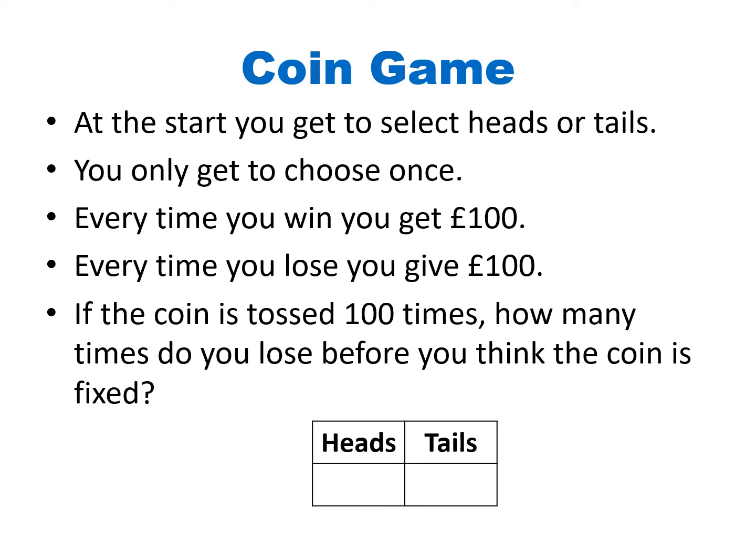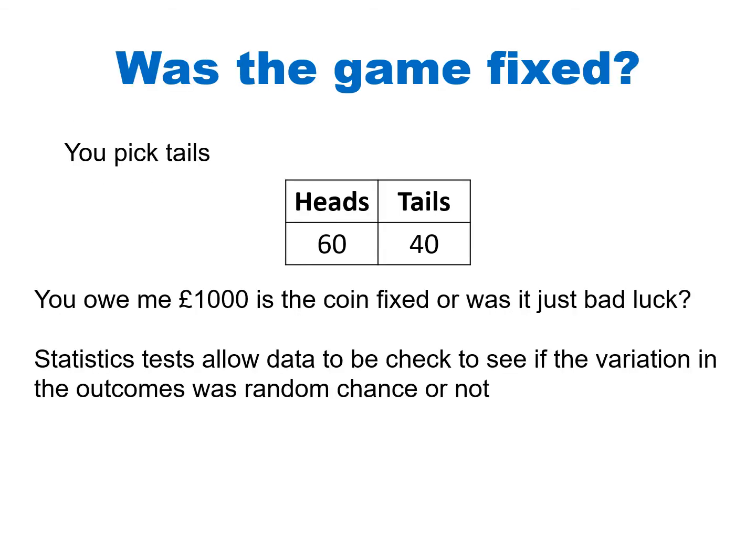For example, if it was 49-51 and you owed me £100, would you think the coin is fixed? What about 52, 55, 58, 60, 62? At what point would you determine the coin is fixed? In this particular example, you pick tails, we do the 100 coin flips, and it comes up 60 times heads, 40 times tails. You now owe me £1,000. Was the coin fixed, or was it just really down to bad luck?